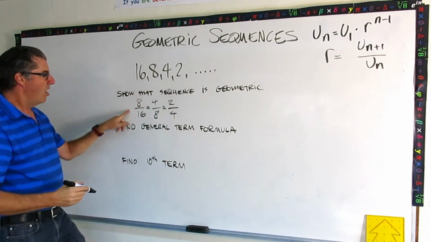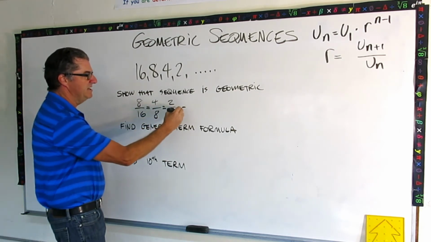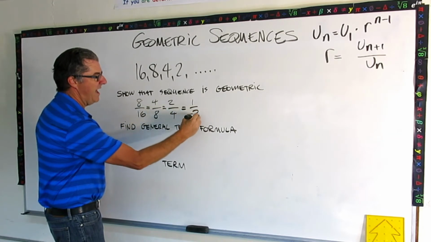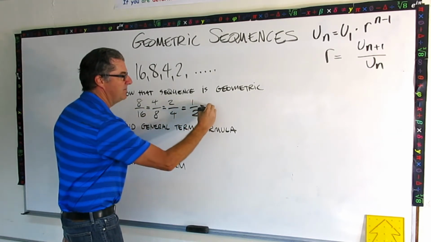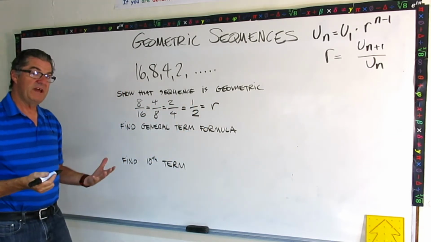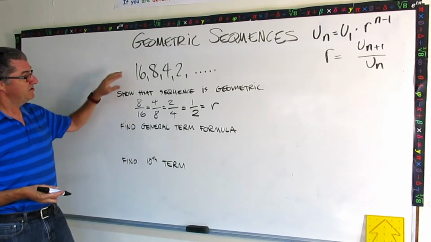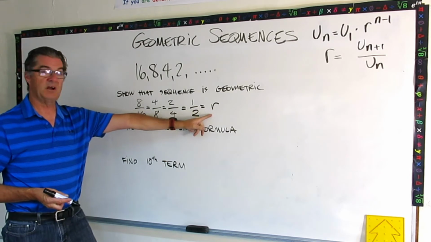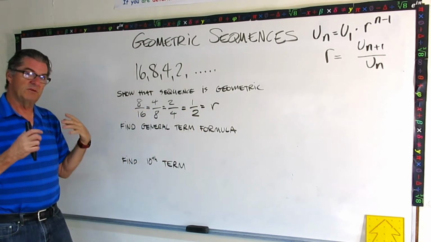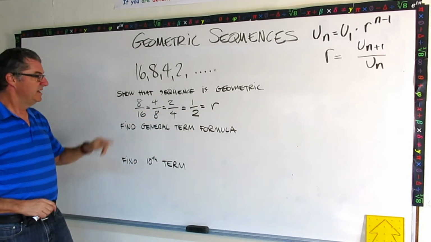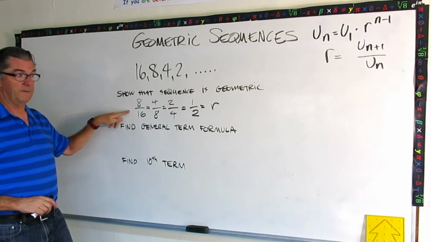And we can see that all of these fractions are indeed equal, and they are 1/2, which is our common ratio. So this is a way to show mathematically with numbers that indeed this is a geometric sequence and it gives us our common ratio. So when you're asked to do that in the exercises, this is the kind of thing that they're looking for.